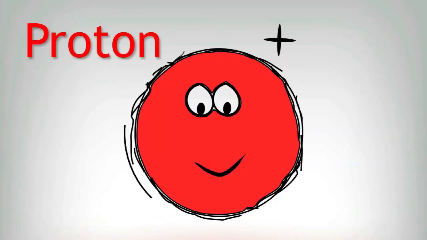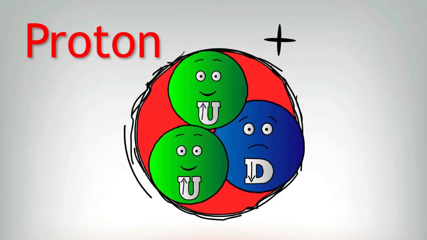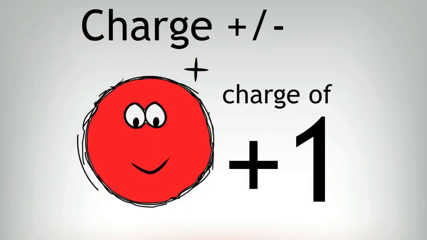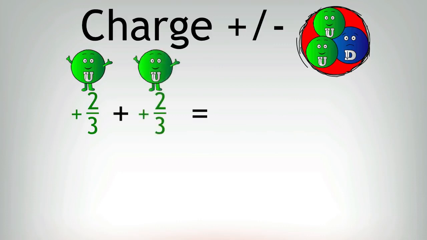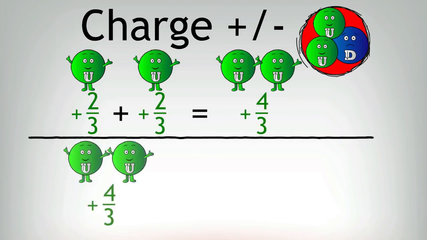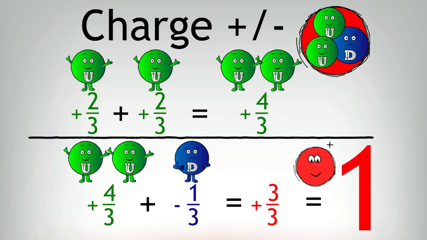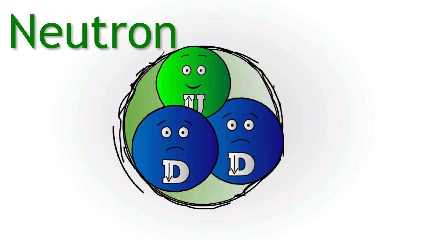The proton was found to be made of 2 up quarks and 1 down quark. Now, we know that the charge of a proton is +1. If we look at this in terms of the fractional charges given to quarks, 1 up quark would have a charge of plus 2/3, so therefore 2 up quarks would have an overall charge of plus 4/3. Adding in a down quark reduces the overall charge to 3/3, which is the equivalent of 1. A neutron was found to consist of 2 down quarks and 1 up quark, which gave it an overall charge of 0.